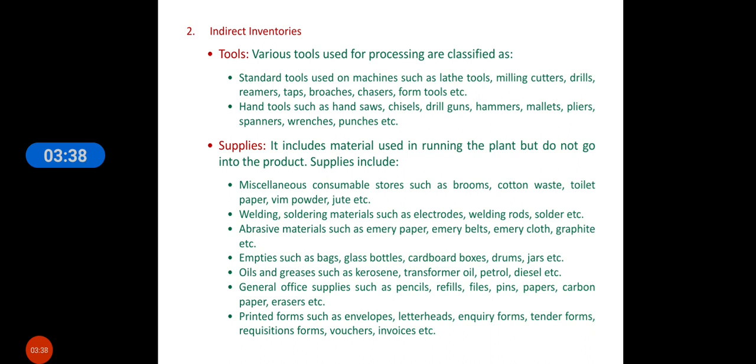Like tools, it includes fixtures, dies, patterns, hand tools that are used with machines and operations. Then we have supplies. Supplies are items such as soap, oil, fuel, lubricant used to aid production but do not get into the product. Clear? I hope now you understand the difference between various types of inventories.